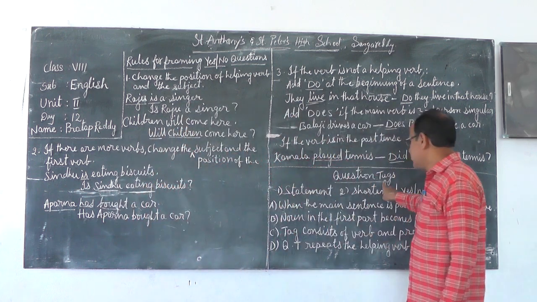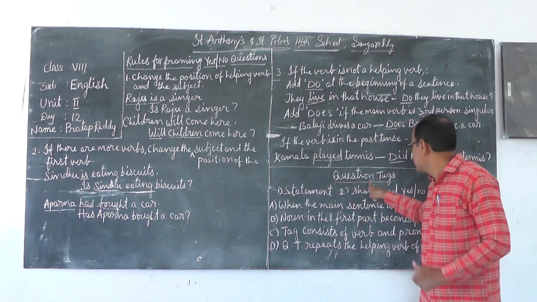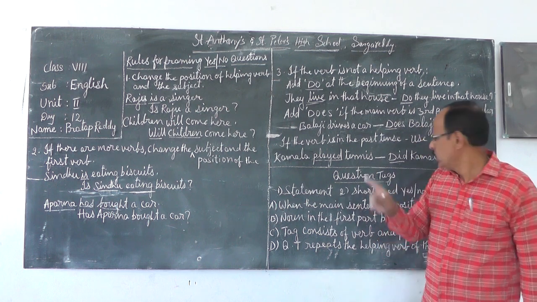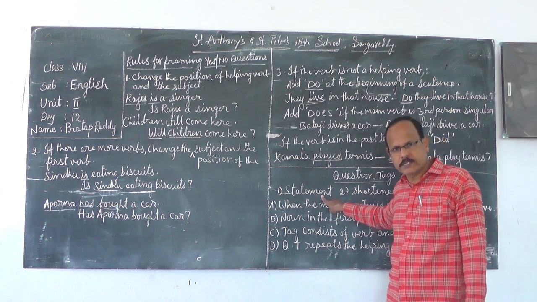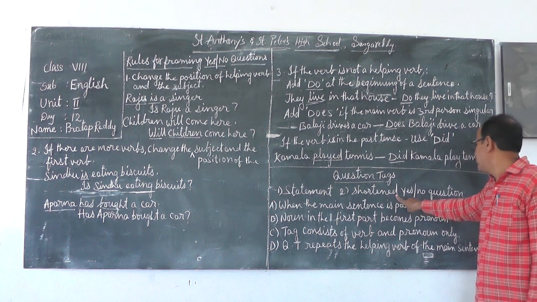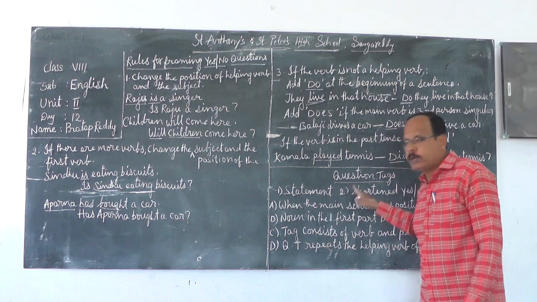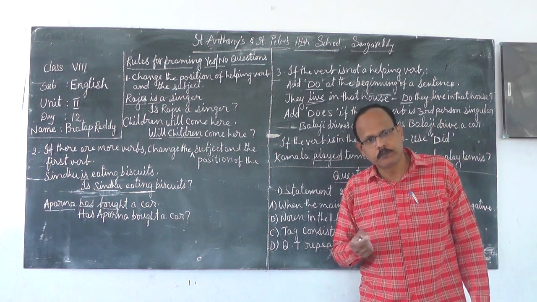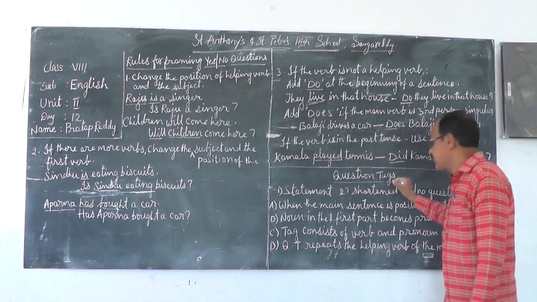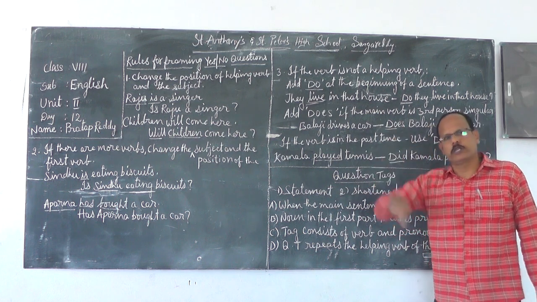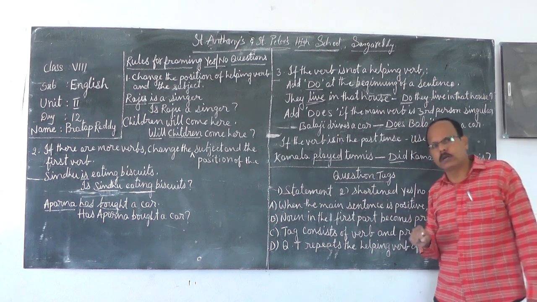A question tag consists of two parts. How many parts? Two. The first part is the statement, or the main sentence you can say. And the second part is a shortened yes-no question. These two parts are separated by a comma. That means after the statement we should put a comma, and after the question tag we should put a question mark.